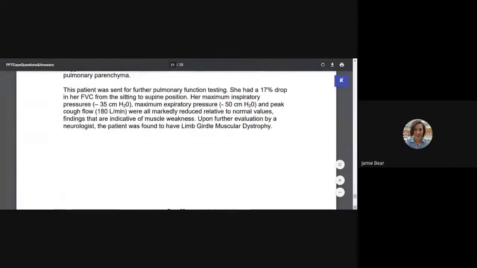Okay, so there's some problem, and it looks like she also had some other problems, so she had some further testing. She had a 17% drop in her FVC from sitting to supine. Her maximum inspiratory pressure was only negative 35, expiratory 35, and a peak cough flow of 180 liters per minute, and those are all markedly reduced. And so this person has muscle weakness.